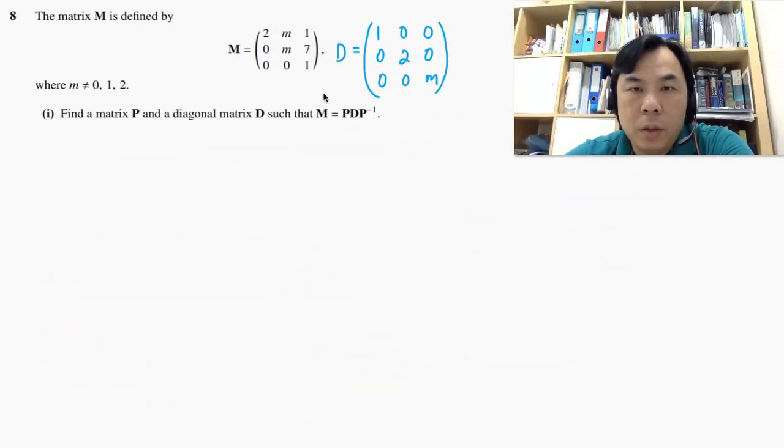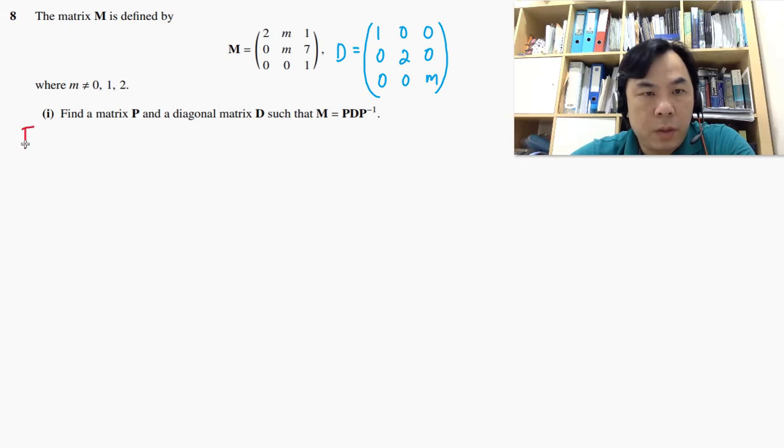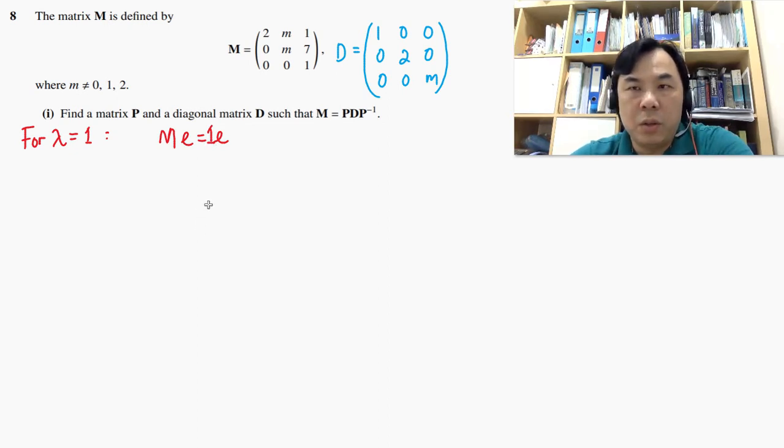Now I just copy down the diagonal matrix that we have obtained here. This diagonal matrix gives us all the information regarding the eigenvalues. Now we're going to evaluate the corresponding eigenvectors for lambda equal to 1, lambda equal to 2, and lambda equal to m. I'm going to start off with lambda equal to 1. We know that it satisfies this equation, the definition of eigenvector and eigenvalues. From here, we're going to rearrange like what we did before.